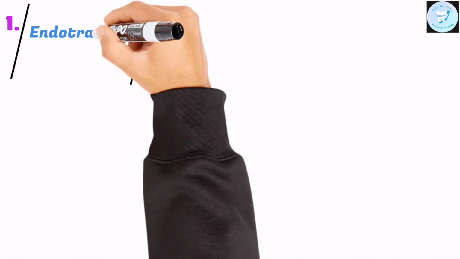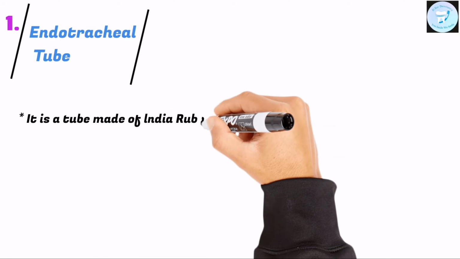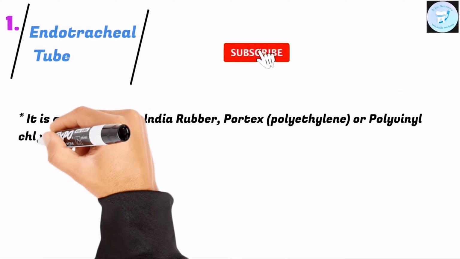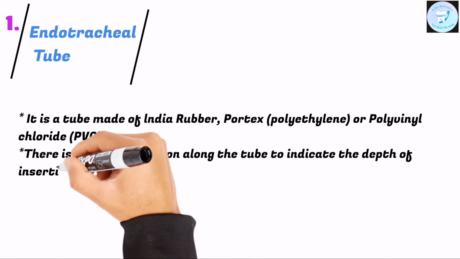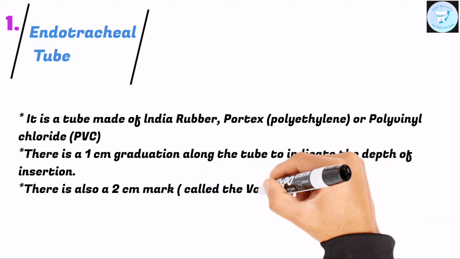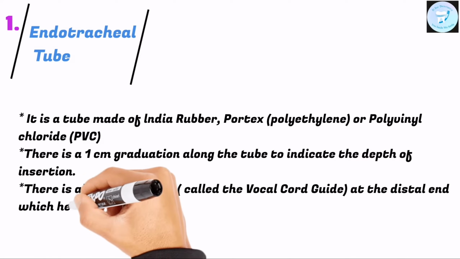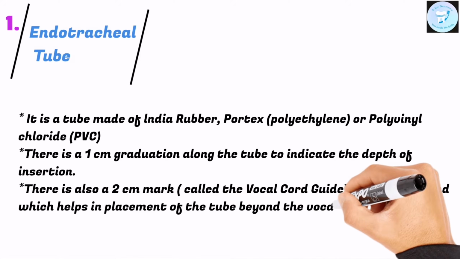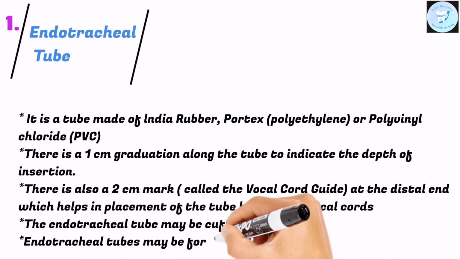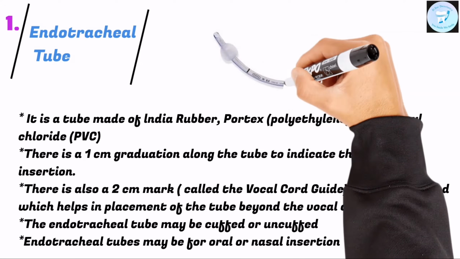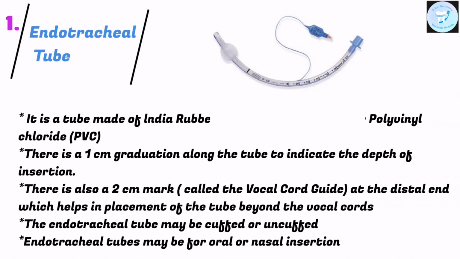1. Endotracheal tube. It is a tube made up of Indian rubber, Portex or PVC. There is a 1 cm graduation along the tube to indicate the depth of insertion. There is also a 2 cm mark called the vocal cord guide at the distal end, which helps in placement of the tube beyond the vocal cord. The ETT may be curved or uncurved. ETT may be for oral or nasal insertion.